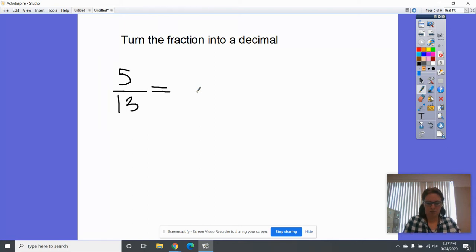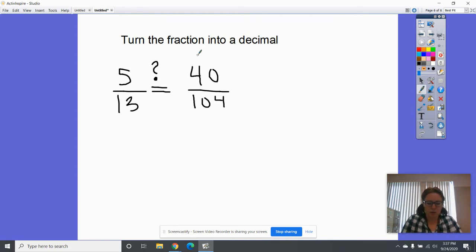And 40 over 104. Sure, we'll go with those. And we're trying to decide, hey, are these equal to each other? That means, are they proportional? Do they represent the same fraction? So my favorite strategy, turn the fraction into a decimal.